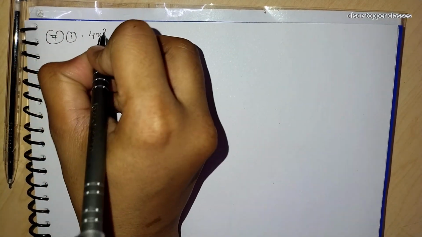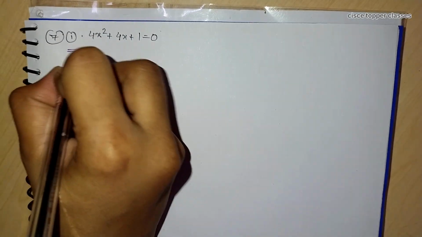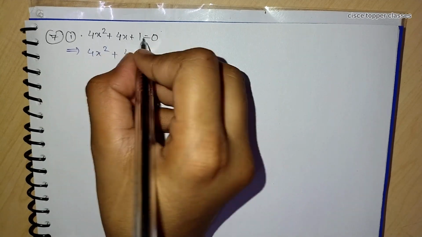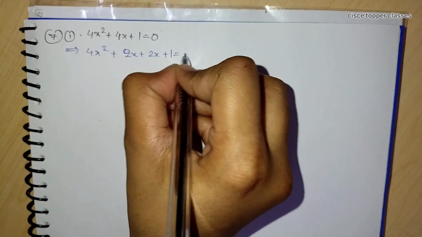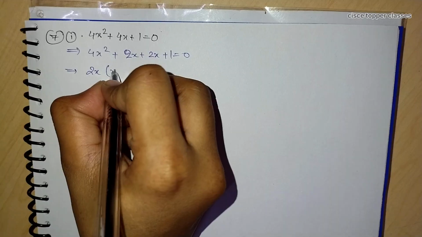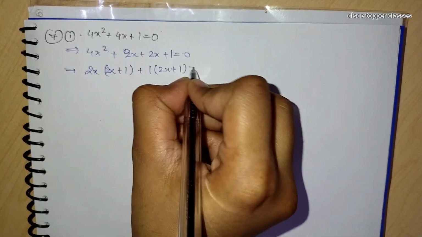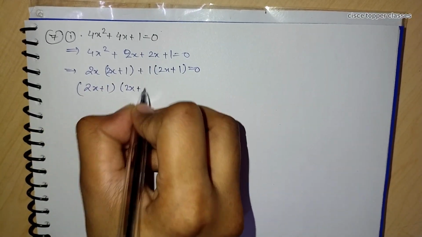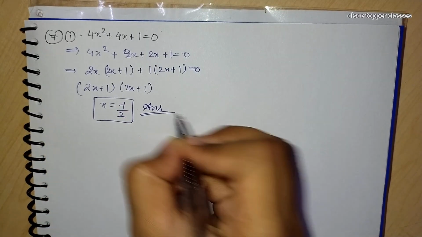Now let us solve the first part, which is 4x² + 4x + 1 = 0. So here we can write it as 4x² + 2x + 2x + 1 = 0. Taking 2x common, 2x(2x + 1) + 1(2x + 1) = 0. So here simply we get the same value of x from both factors as −1/2. So x = −1/2 is the final answer here in this question.